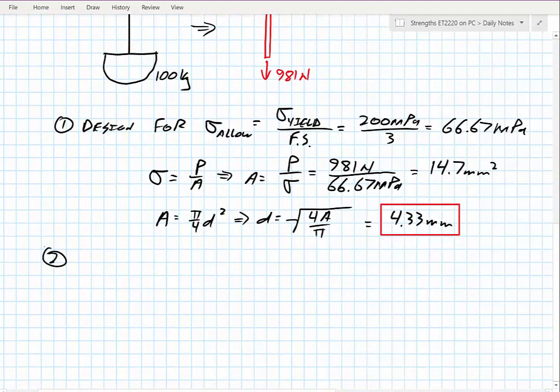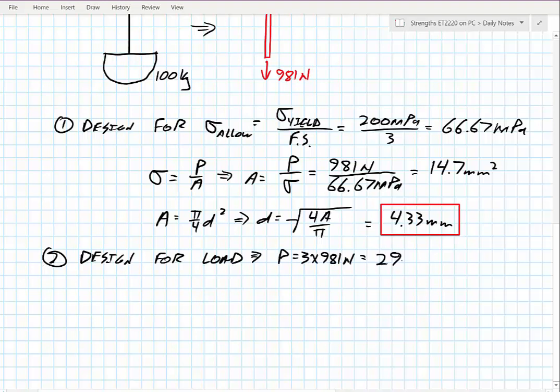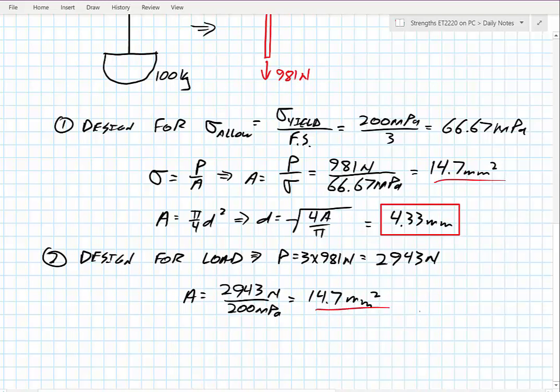The alternative method that I'll use in this class more times than not is to start from the very beginning and take all of my loads and multiply them by my safety factor, or 2,943 newtons. Going through the same problem, you would see that the area needed is 2943 over our 200 megapascals, which ends up with the exact same 14.7 millimeters squared that we got above. And of course I could do the same next step and get the same 4.33 millimeter diameter.